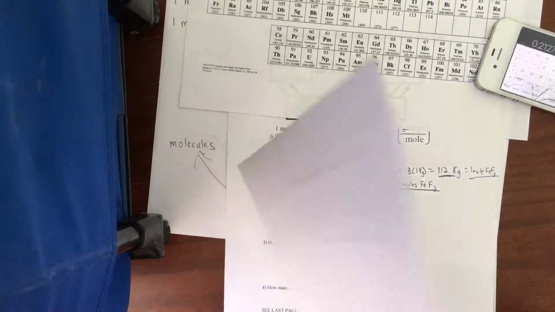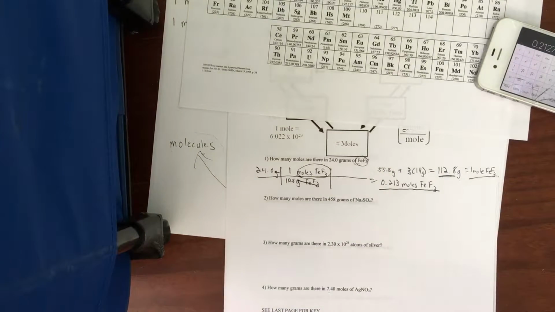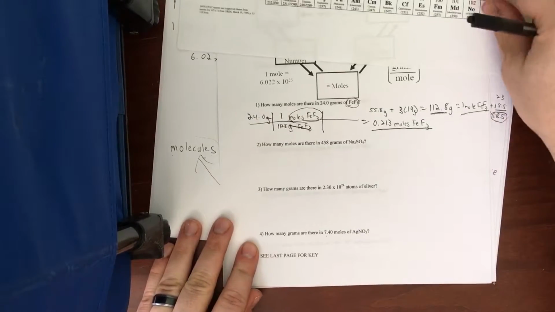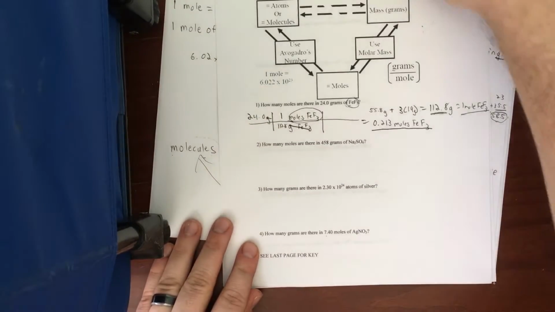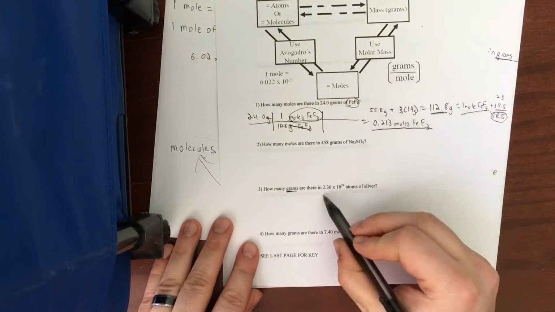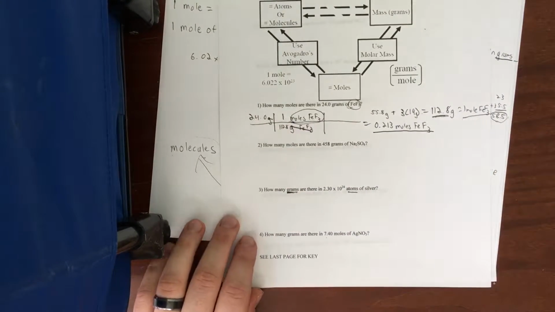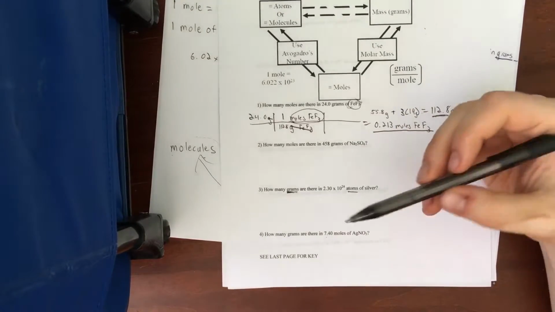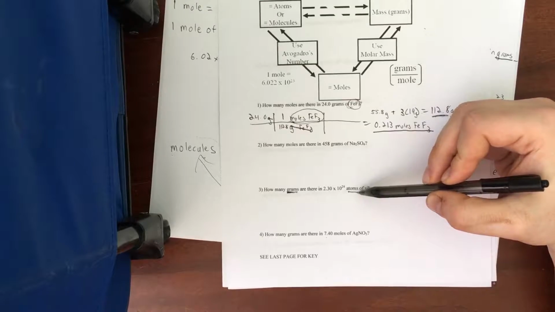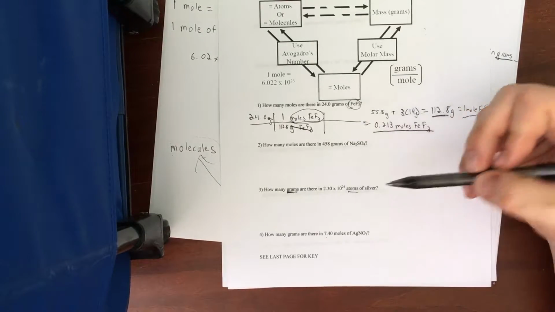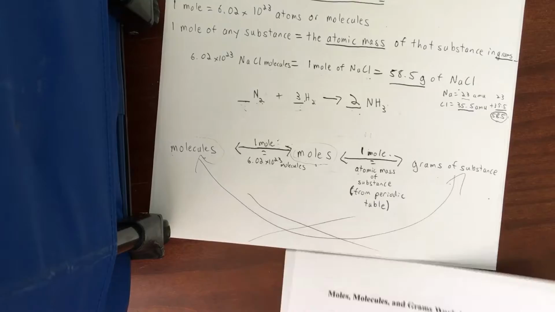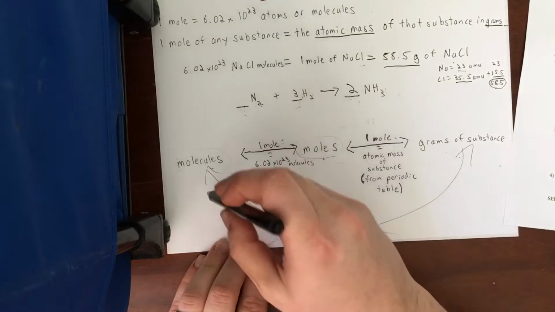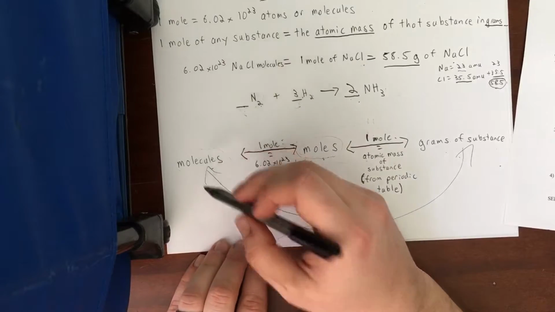So let's do one more shot at a problem that's slightly more complicated. Let's take a look at number 3. So this question is asking, how many grams are there in this many atoms of silver? Now, we have a huge number of atoms of silver, and we need to convert between grams and atoms. So if we look at our chart, this is where we have a problem. We can't go directly between grams and molecules, or grams and atoms in this case.